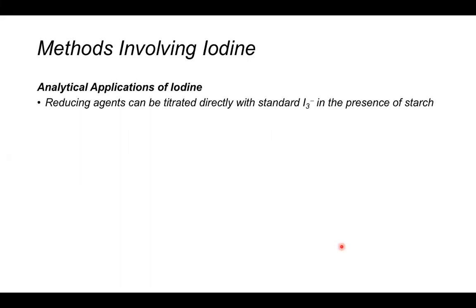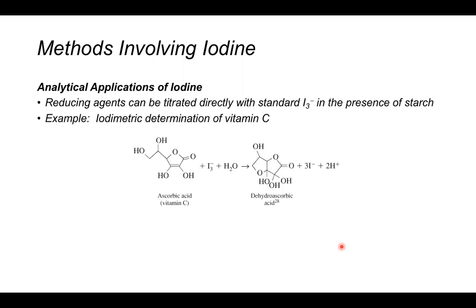Analytical applications of iodine, then. Reducing agents can be titrated directly with standard triiodide in the presence of starch. And so we can do the iodometric determination of vitamin C in a sample. For example, if you had vitamin supplements and you were unsure of exactly how much vitamin C was there, were you really getting the 500 milligrams they were claiming, or less, or more? You could do an iodometric determination of vitamin C, because the ascorbic acid will react to form dehydroascorbic acid plus iodide plus H+.